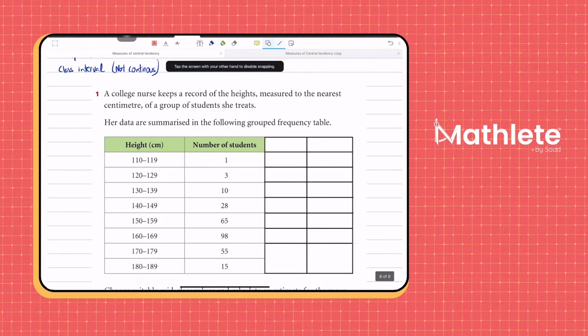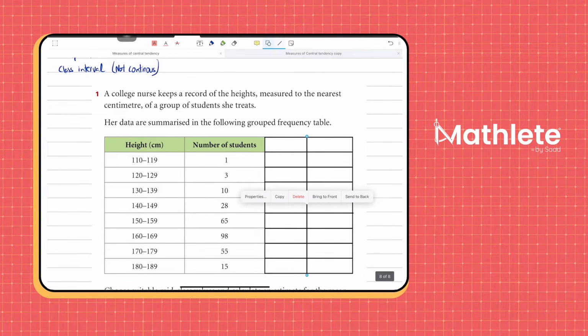So here, what we're going to do is convert this data into continuous form. Now first pay attention to how that is done. Okay, and then I've left one column so that we can calculate the midpoint.